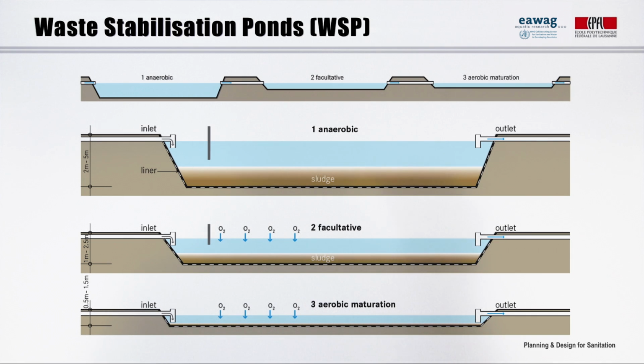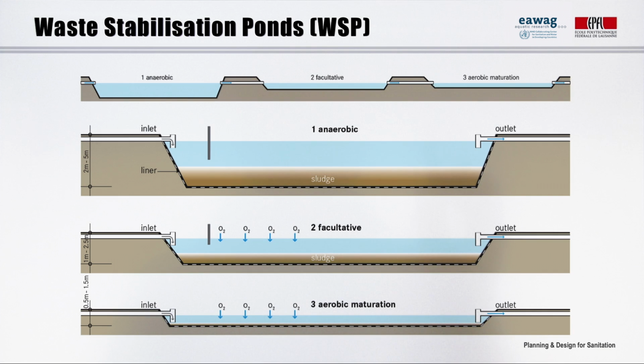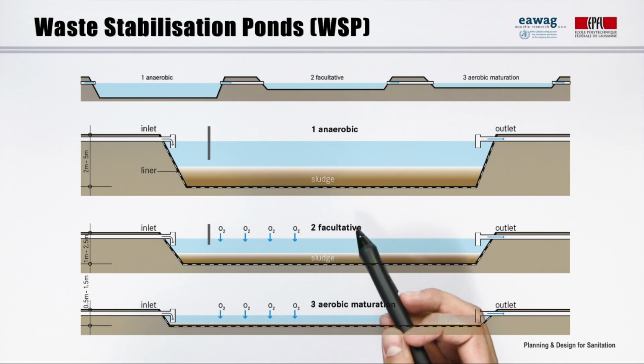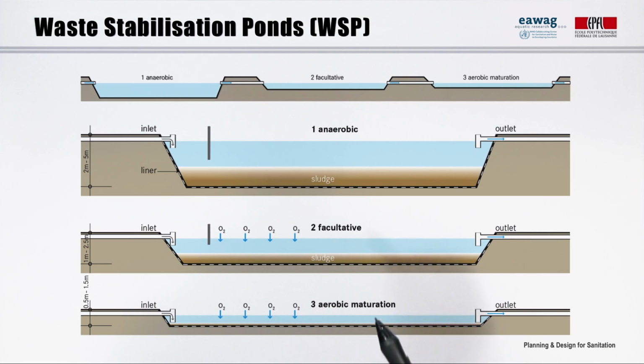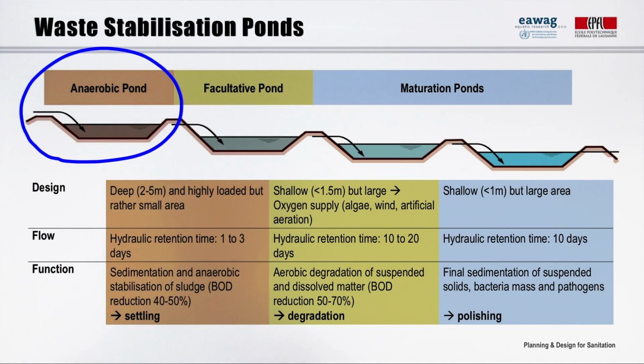Let's start with the waste stabilization ponds or lagoons. It is a system that consists in a succession of ponds with different functions. First, one anaerobic pond, then one or two facultative ponds, and finally, one or two maturation ponds. Let's look in more detail at the differences between the three types of ponds. The anaerobic pond is the deepest, with a depth of 2 to 5 meters and also the smallest. It is highly loaded because it receives the raw wastewater.